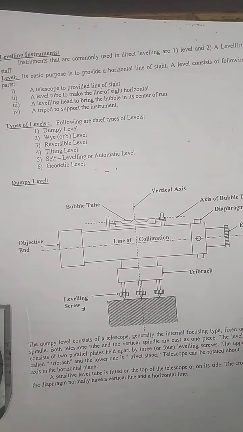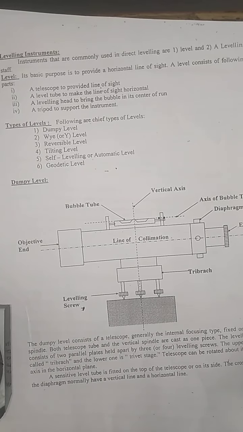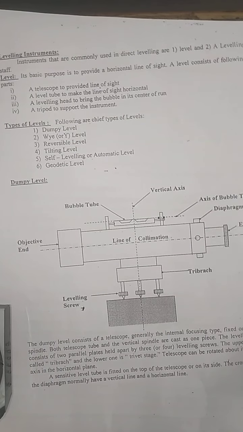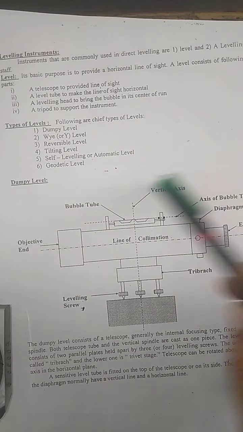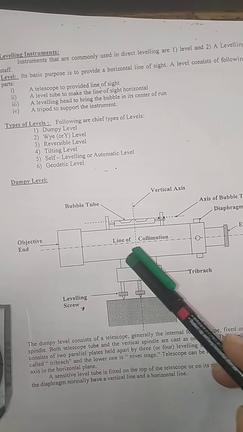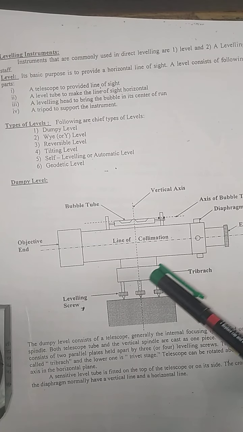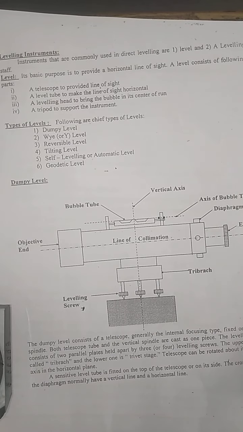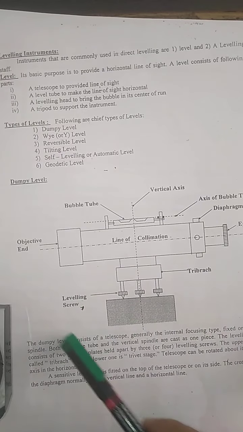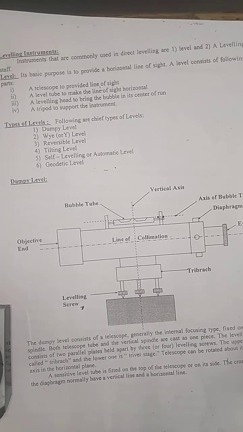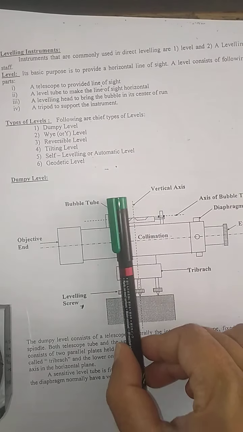Okay, now coming to the dumpy level, first of all we are going to study what a dumpy level is, right? A dumpy level, it is designed by Gravatt. It consists of the telescope, which is firmly secured by two collars. It is secured by the collar fixed by the adjustment screws. We call these adjustment screws, or we call them leveling screws. This telescope is mounted on a collar, right?